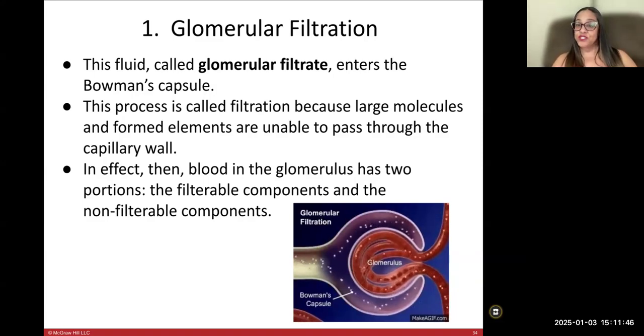This process is called filtration because large molecules and formed elements are unable to pass through the capillary wall. They stay in the bloodstream. They don't go into the capsule. In effect, then, blood in the glomerulus has two portions, the filterable components and the non-filterable components. The stuff that stays in the bloodstream, and the stuff that gets passed on to the nephron that will eventually pass out of our bodies.